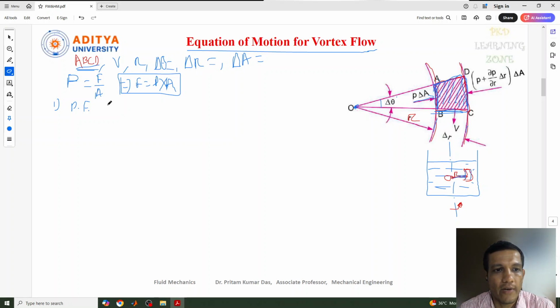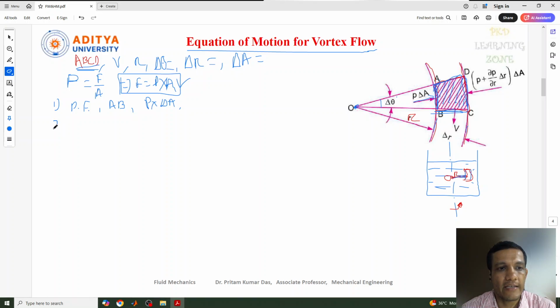Okay, so this one I can write the pressure force which is acting on this side AB. The pressure force acting on side AB is P into delta A, where delta A is the normal area, the small area of this particular fluid element. So that is the pressure force on the face AB, P into delta A.